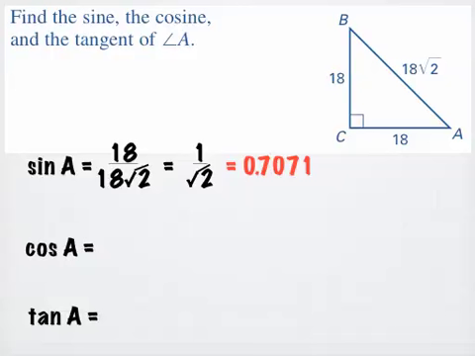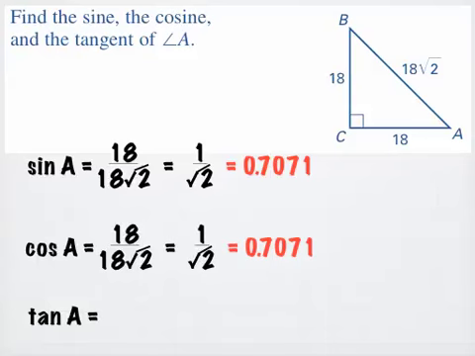The cosine of A is going to be adjacent over hypotenuse. In this case, because I do have an isosceles right triangle, my adjacent side is still going to be 18, but this time I'm talking about the 18 that comes from the segment CA or line CA. So in this case, I'm going to have 18 over 18 square roots of 2 again, which will give me 1 over the square root of 2, which is 0.7071. This actually makes sense, sine and cosine, to be the same here because we're talking about a 45-degree angle.